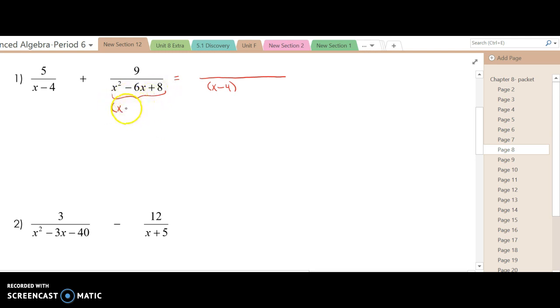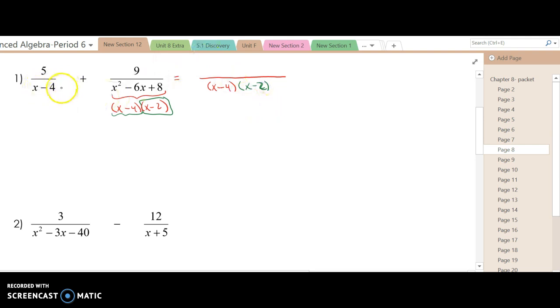And that factors to be x minus 4 times x minus 2. Now, if I look, I already have an x minus 4 part of my common denominator. I don't need to add this one again. But I do need to bring an x minus 2 over to that common denominator.